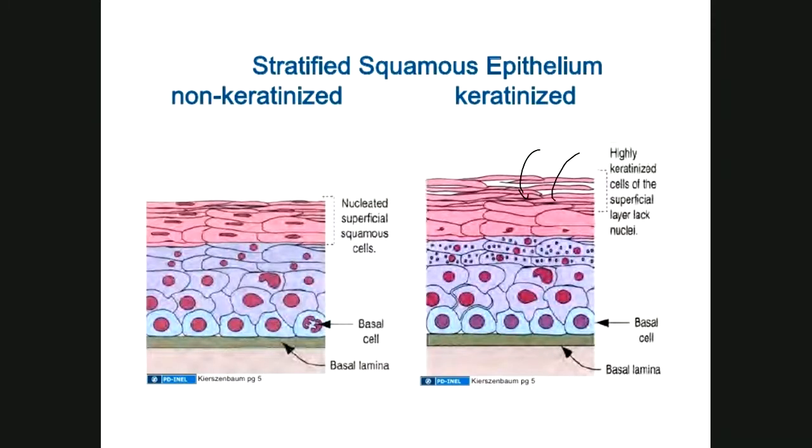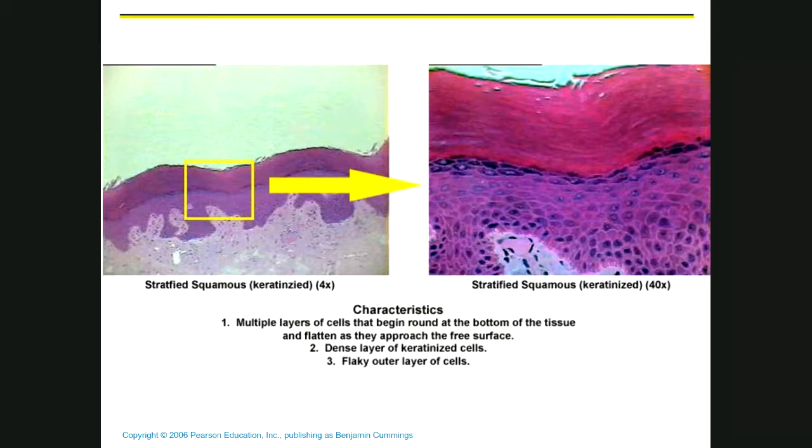No nuclei. So if we compare non-keratinized and keratinized, look over here, there's our nuclei in the outer rows. But here, not one nucleus, no nuclei. This tissue runs from here down to here. There's the basement membrane. This tissue runs from here down to here. There's the basement membrane. If we blow that up, look, no nuclei, none.